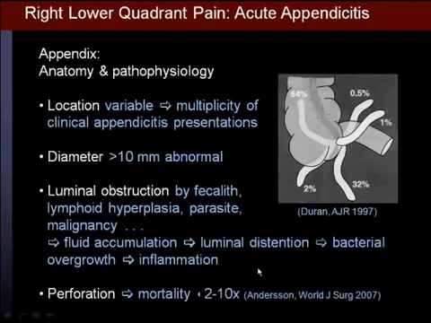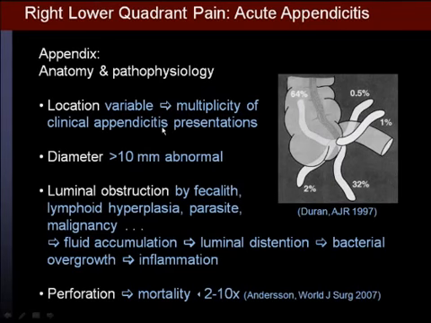So let's begin with acute appendicitis. And if you want to diagnose acute appendicitis, we should of course be a little bit familiar with anatomy and pathophysiology. The location of the appendix is variable, and this explains the multiplicity of clinical appendicitis presentations.